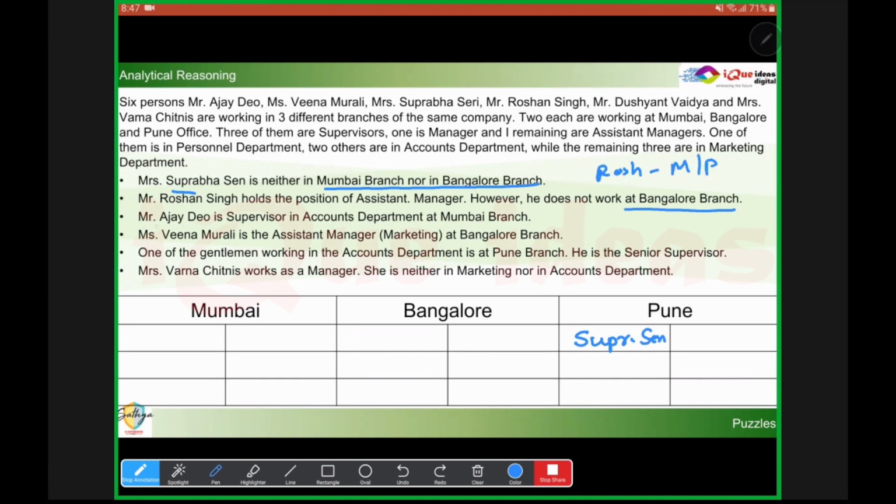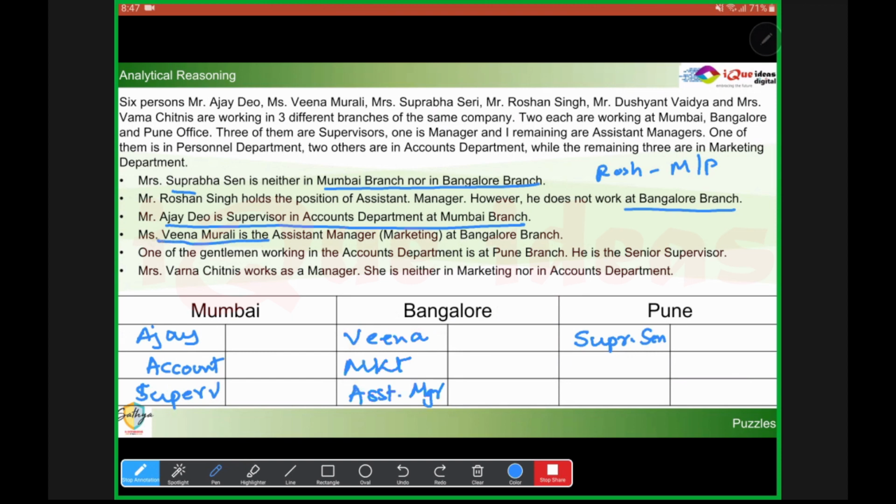Now, Ajay Dev is a supervisor in accounts at Mumbai. So Ajay Dev is Mumbai. Ajay Dev is in accounts department and he is a supervisor. So first data which is complete is for Ajay in Mumbai. Now, next, Veena Murli, assistant manager marketing in Bangalore. So Veena Murli is marketing department and she is the assistant manager. So I've got one more piece of information now.